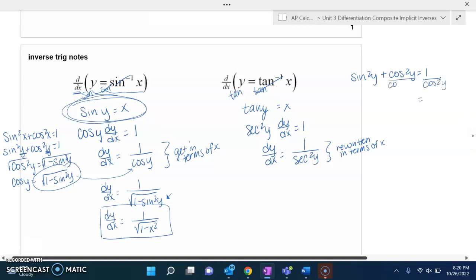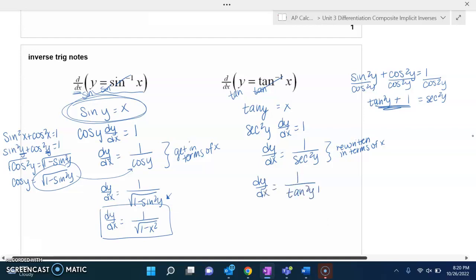Well, I can't just do it to that piece. I've got to do it to every piece. So this would give me my secant squared y. Cosine squared over cosine squared y is 1. Sine squared y over cosine squared y is going to be tan squared y. There we go. We have a substitution. But once again, you're probably like, still in terms of y.